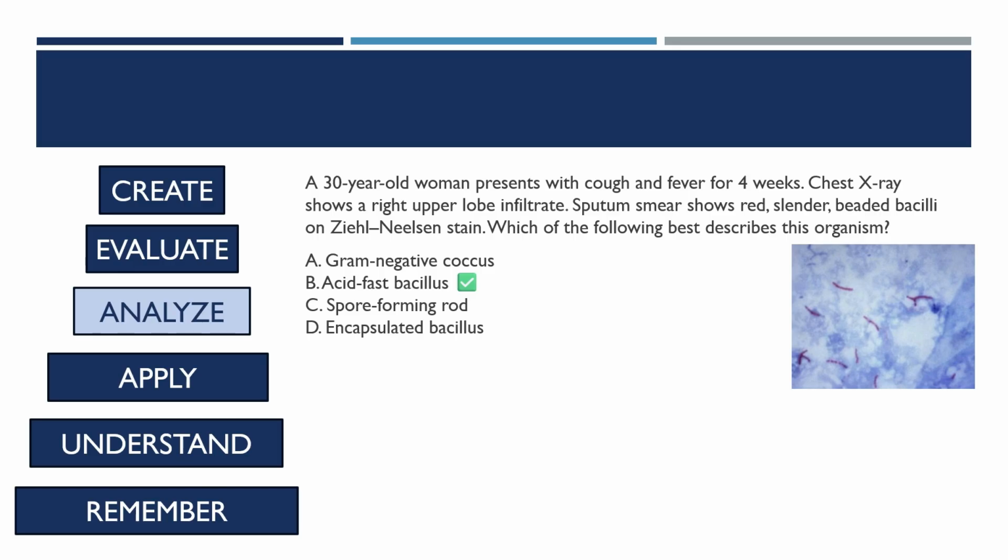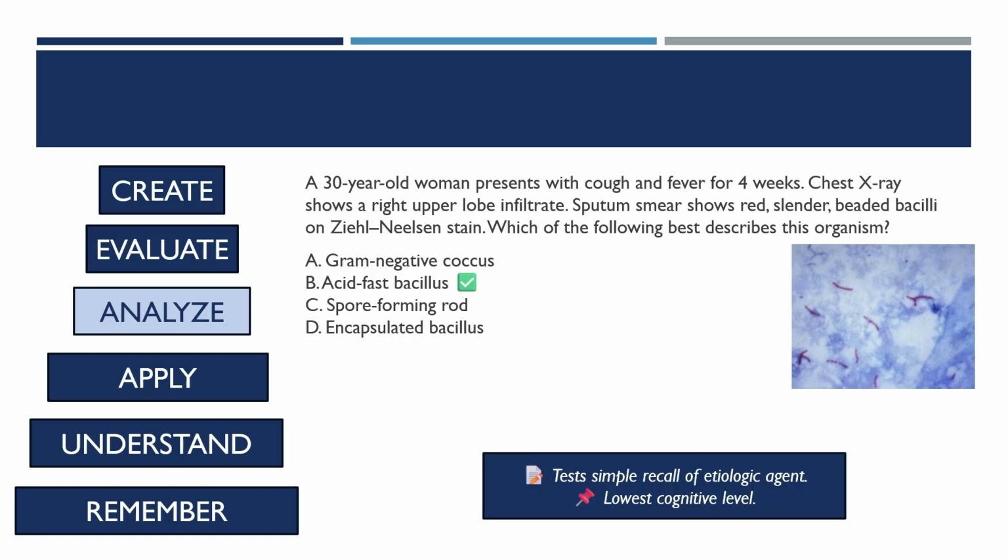Now here is the same question at the analyze level with an image. Here the learner must connect the staining characteristics and the bacterial cell wall structure of the tubercle bacilli to provide the correct answer.